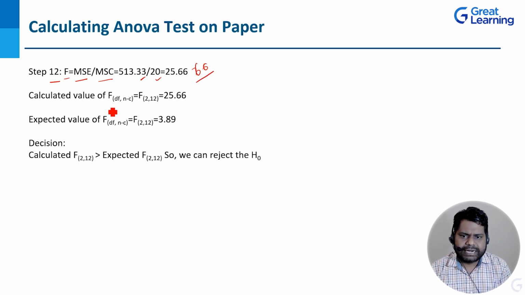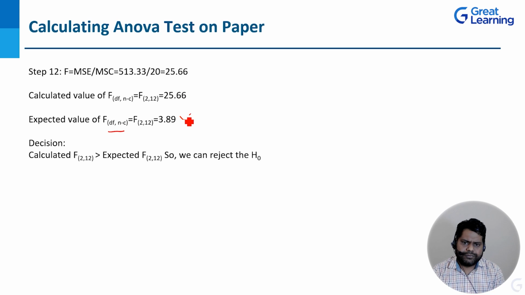Now we know what our calculated F value is. When the degrees of freedom are 2 and n minus c is 12, the calculated F value is 25.66. The expected or tabulated F value, F(2, 12), is 3.89. So we can see that 25.66 is much larger than 3.89.